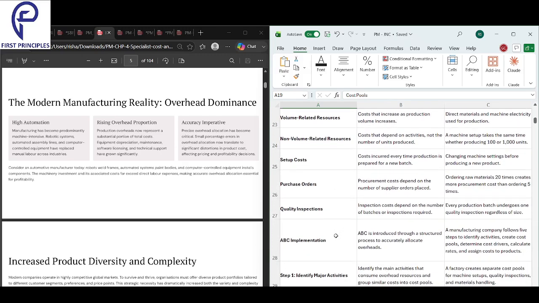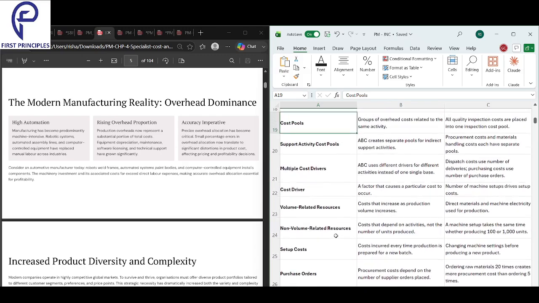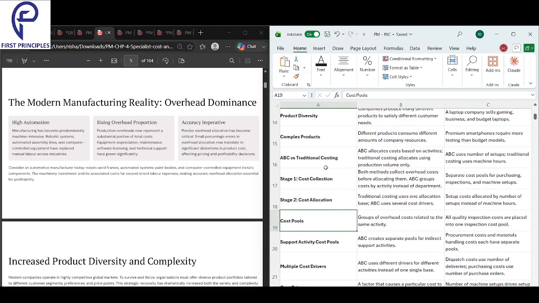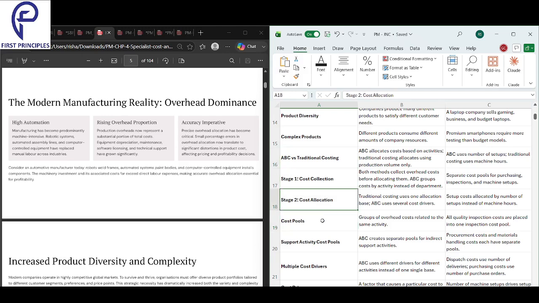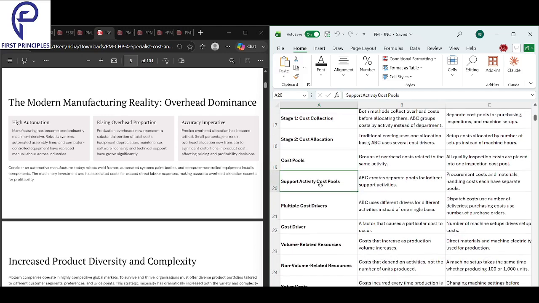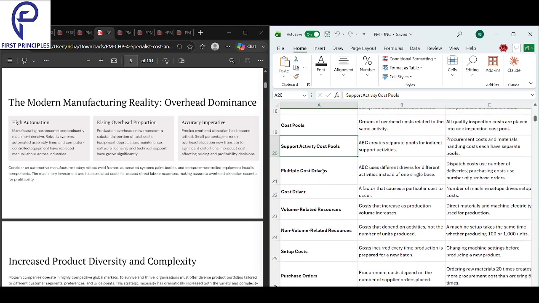Next, volume related resources and non-volume related resources. So what are volume related resources? Cost that increases as production volume increases. With traditional costing, we've done cost collection, cost allocation, cost pool, support activity. ABC creates separate pools for indirect support activities. So as we do the sums, you'll pick up what ABC does: it creates separate pools for indirect support activity. There'll be multiple cost pools, no worries.